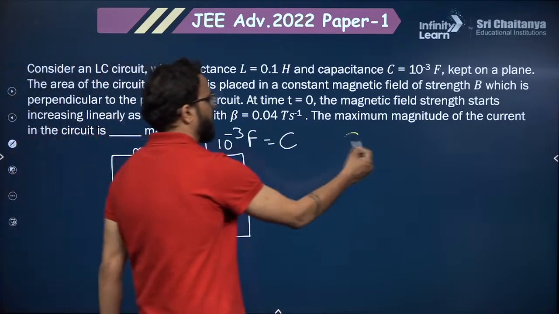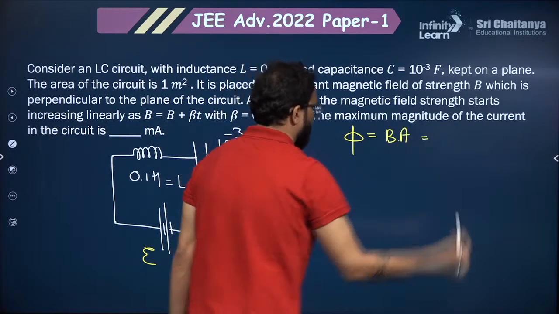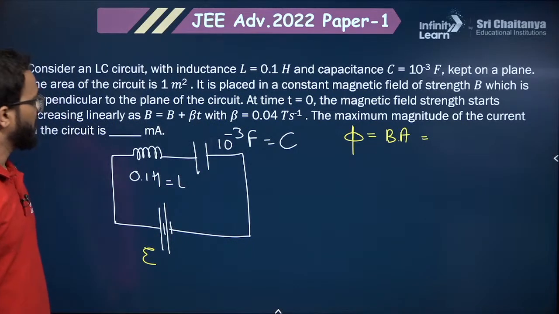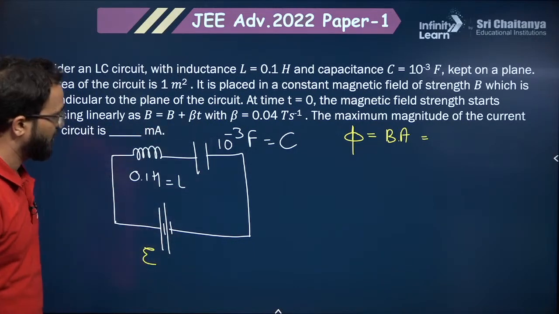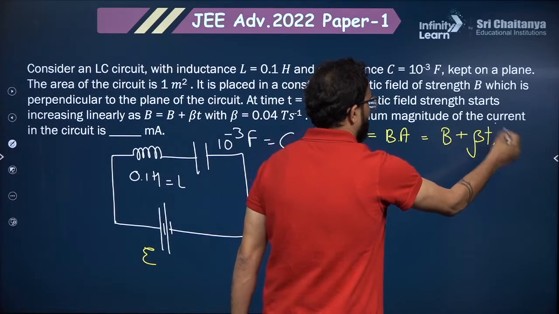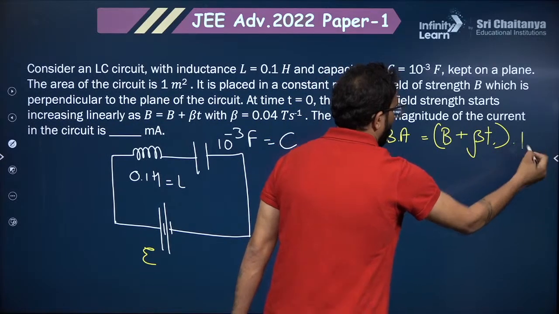So what is flux here? Flux is equal to B dot A. Obviously theta, let's take 0 degrees, cos 0 is 1. So it is B naught plus beta T, right? So it is B naught plus beta T times area. Area is 1 meter square, so 1.